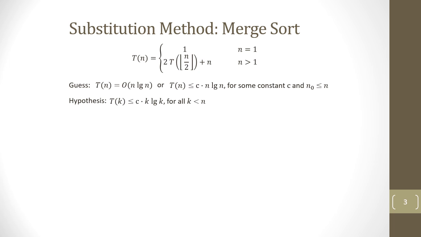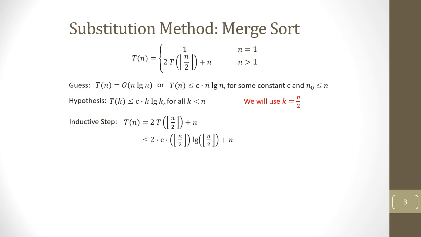Our hypothesis is that for any value of k less than n, the condition T(k) ≤ c k log k should be true. In this case, we will use k equal to n/2, which is less than n. First, we will solve the induction step, and then we will go to the base step. In the inductive step, we substitute our hypothesis in the recurrence equation and prove that if it's true for the value of k, then it should also be true for the value of n.